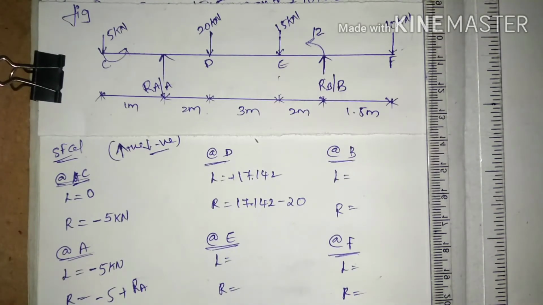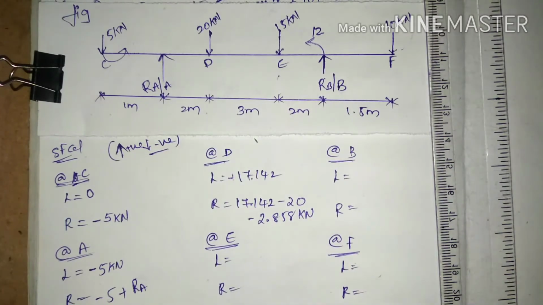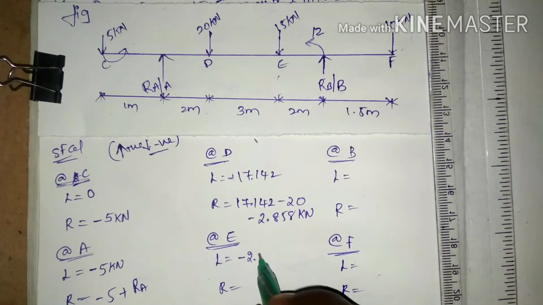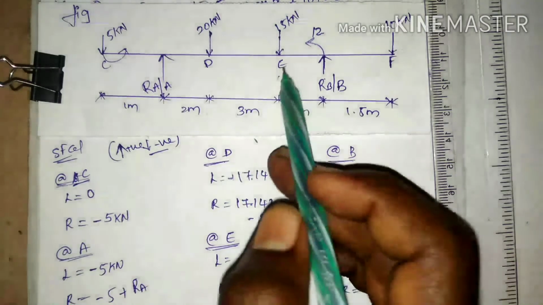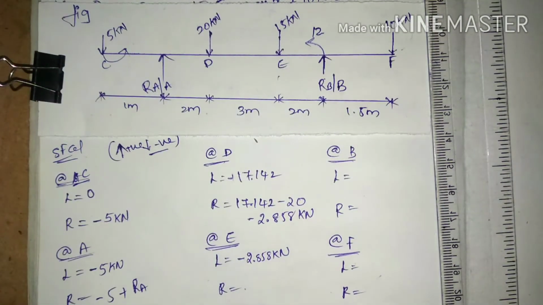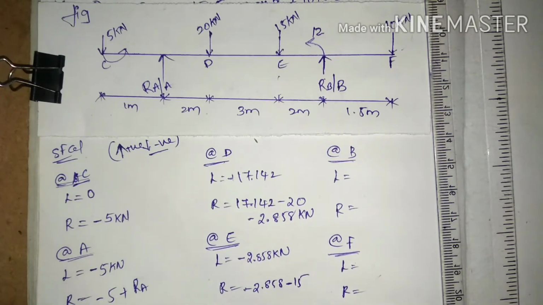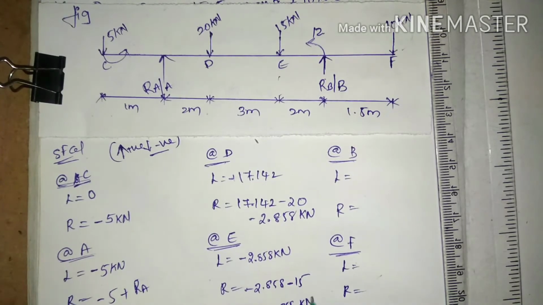The value will be minus 2.858 kilonewtons. And moving on to the E, for the left of the E, we are having the same value of minus 2.858 kilonewtons. And when moving on to the right of the E, we are having minus 15 kilonewtons in the downward direction. And next, for the right, we are having minus 2.858 minus 15, that is the value will be minus 17.858 kilonewtons.